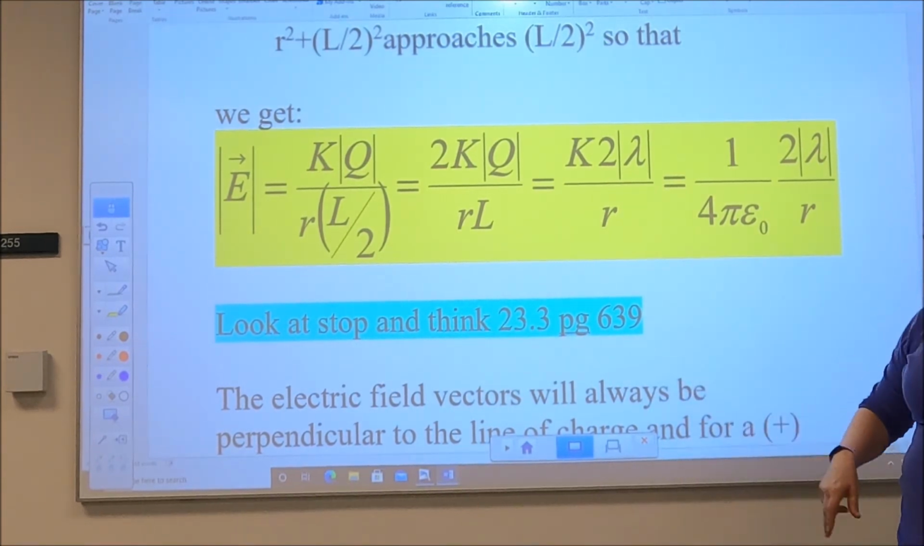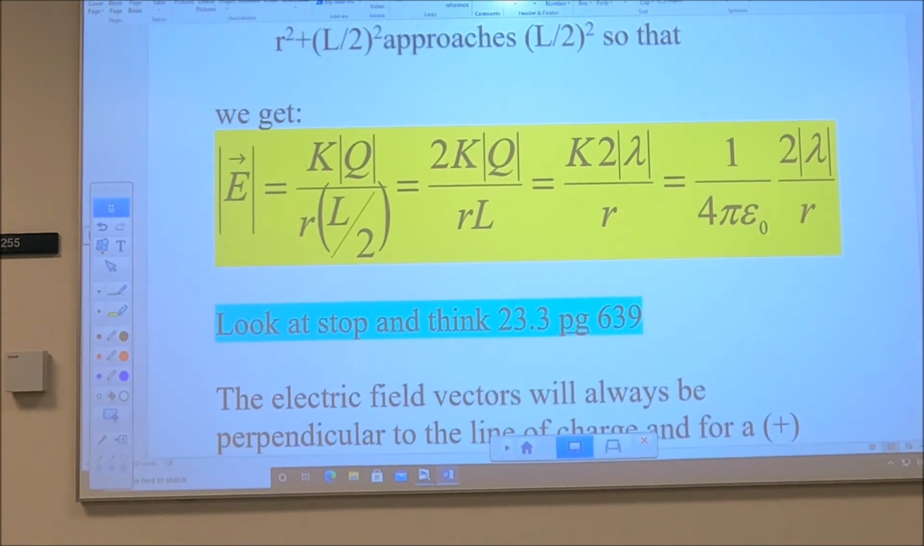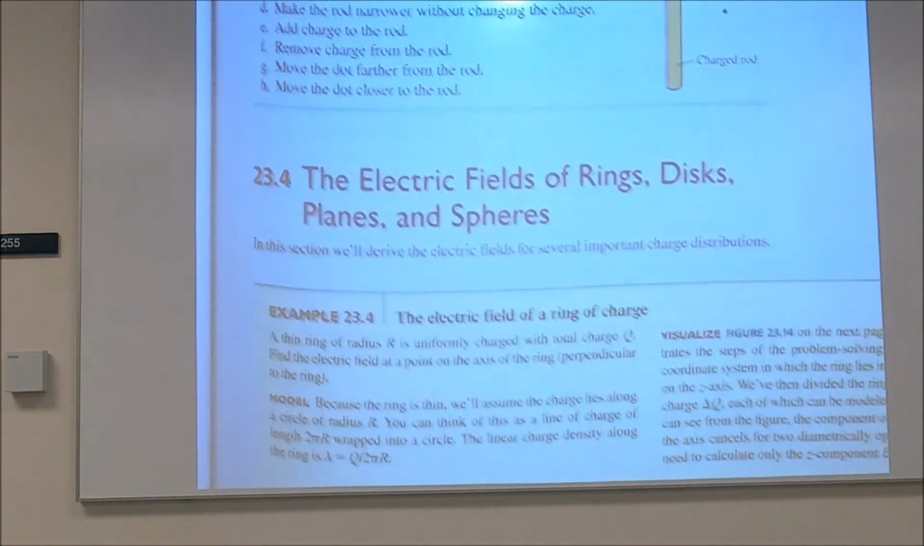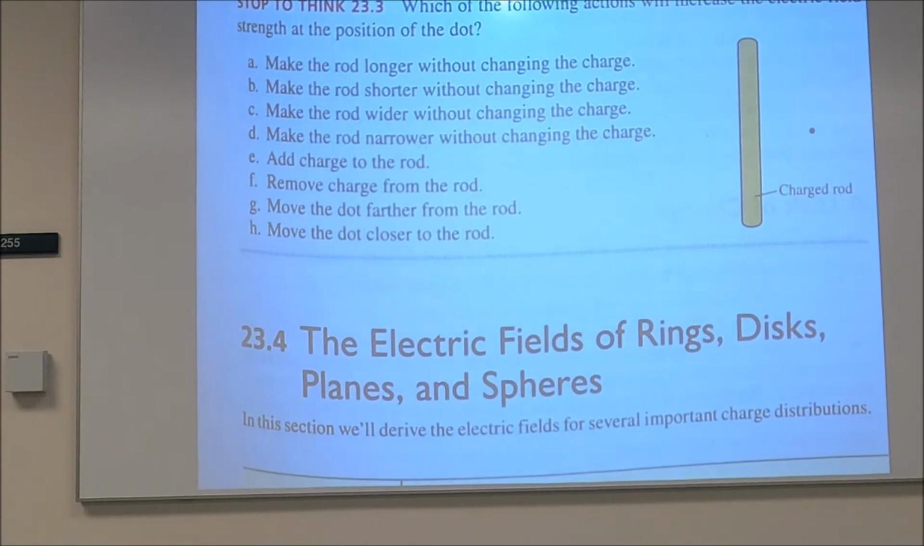So let's look at Stop and Think 23.3 on page 639. Which of the following actions will increase the electric field strength at the position of the dot? Make the rod longer without changing the charge. Nope. That lowers the charge density, that decreases the value of lambda. Make the rod shorter without changing the charge. That would increase lambda, that would do it. We would increase the strength of the electric field.